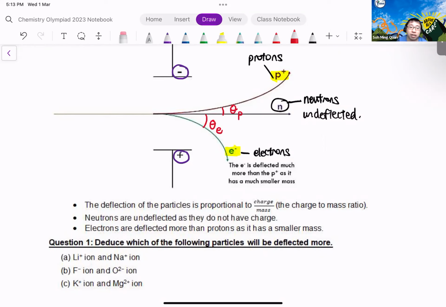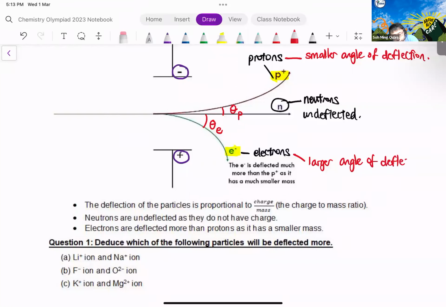Angles are usually measured in theta. So protons have a smaller angle of deflection. What that means is that yes, the protons are deflected, but to a smaller extent. Their path is not so sharply curving. On the other hand, electrons have a larger angle of deflection. You can see that from the curvature of the path taken by the electrons.